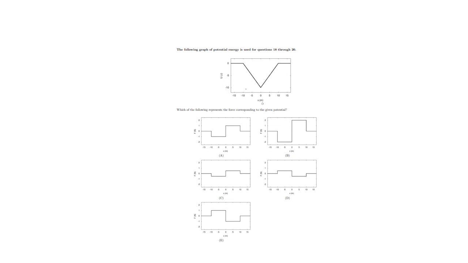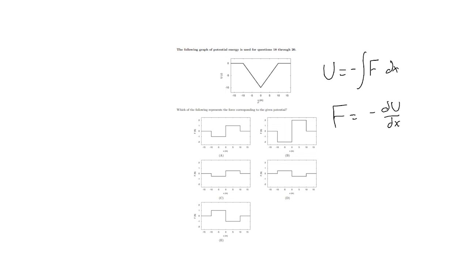So we have this graph, with potential energy here and our position there. I'm going to make my brush size small. Okay, so which of the following represents the force of the given potential? Remember those calculus equations that I was talking about? Our potential energy U is equal to the negative antiderivative of force dx. So our force is equal to the negative derivative of our potential energy with respect to x. And so we just need to find the negative derivative of this graph.